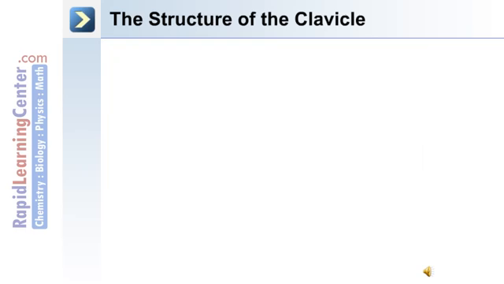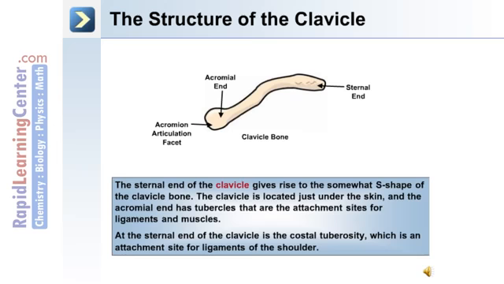The structure of the clavicle bone. The sternal end of the clavicle gives rise to the somewhat S shape of this bone. The clavicle is located just underneath the skin, and the acromial end has tubercles that are attachment sites for ligaments and muscles. At the sternal end of the bone is the costal tuberosity, and this is an attachment site for ligaments of the shoulder.